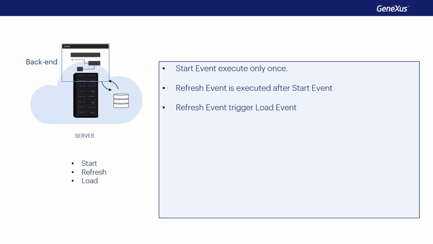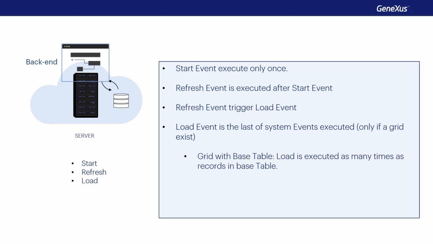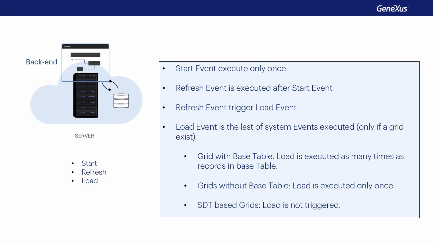When the refresh event is invoked, the load event will be triggered at the end. This will only happen if there's at least one grid in the panel, and the grid is not a collection SDT variable. The load event is the last one of the system events to be executed. If it has a base table, it'll be executed as many times as records exist in the base table. If the grid does not have a base table, it'll be executed only once. And if the grid is based on an SDT, the load event will not be executed. In the case of an application for mobile devices, the code of the start, refresh, and load events has no access to the device's resources, such as camera, GPS, and so on.